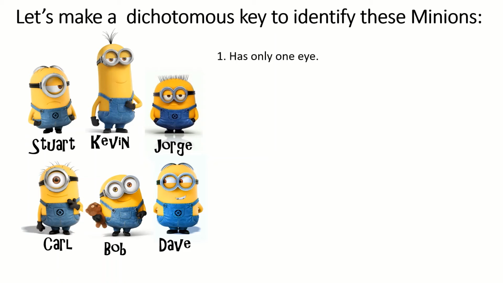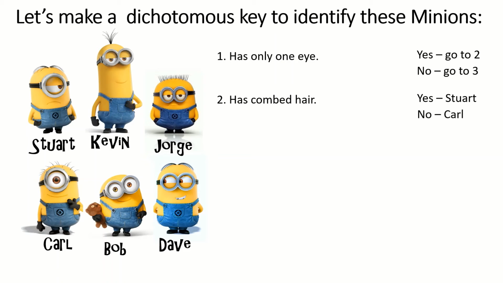The first one I chose is quite an obvious one, has only 1 eye. Yes gives us these 2, no gives us these 4. So yes, go to statement 2, no, go to statement 3. Statement 2, separating these 2, has combed hair. One of them has combed hair and one doesn't. If I answer yes, the one with combed hair is called Stuart, and if I answer no, the one without combed hair is called Carl. So we've separated these two now.